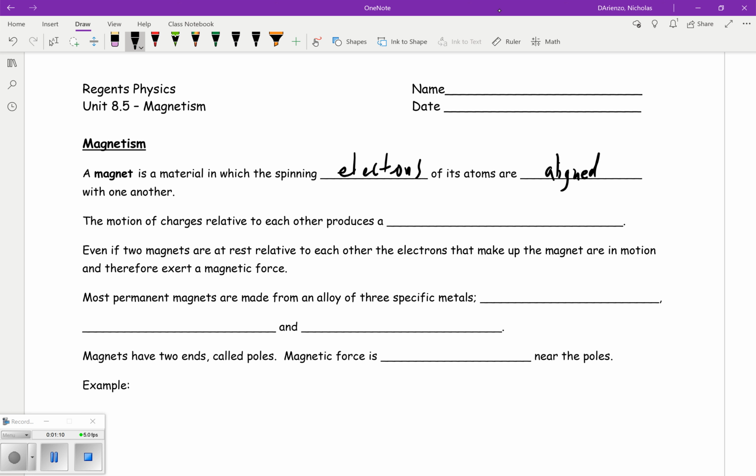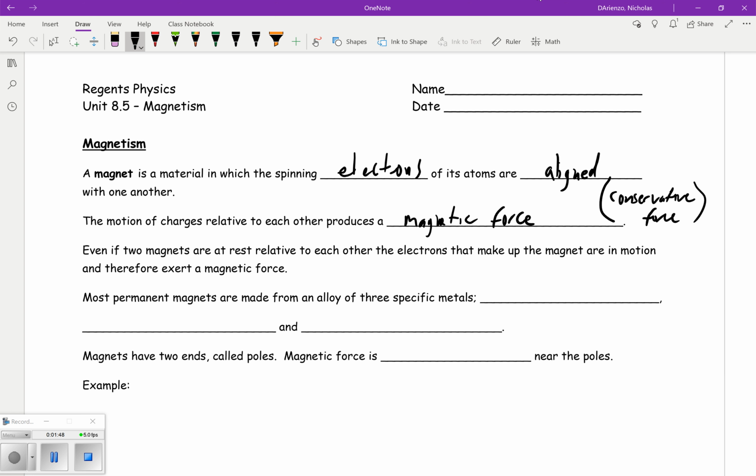Now the motion of charges of these electrons relative to each other produces a magnetic force. A magnetic force is similar to an electric force or electrostatic force, similar to gravity, what we call a conservative force. Remember, conservative forces are ones where we don't have to actually be in contact with something to interact with it. So the magnetic force can interact with objects without actually physically touching them.